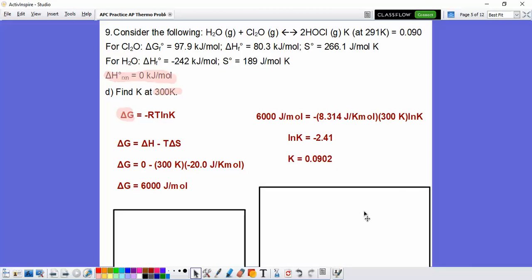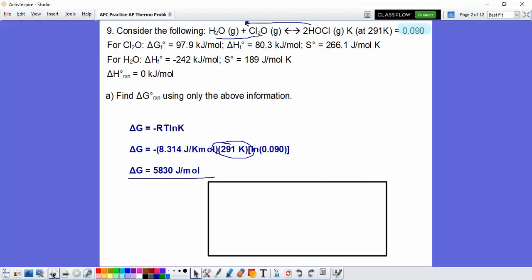Okay? And that's it for number 9. Really straightforward, but just showing you different ways you can solve it. And the important part of this, or the point of all of this, was to show you that you might be given a whole bunch of information right at the beginning of the problem, but you can't use it all yet. So use the information that you're given and be able to identify what it is you need to solve.